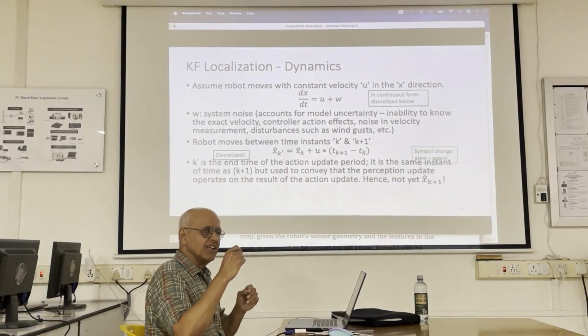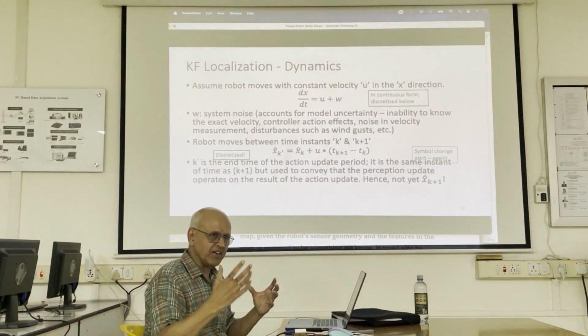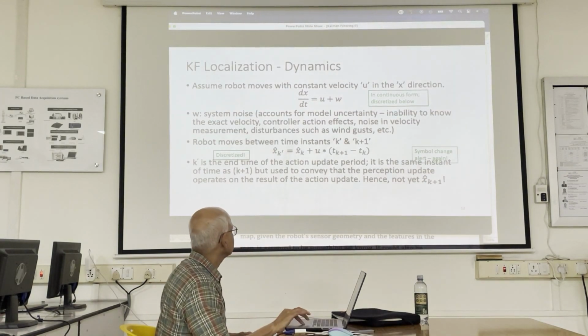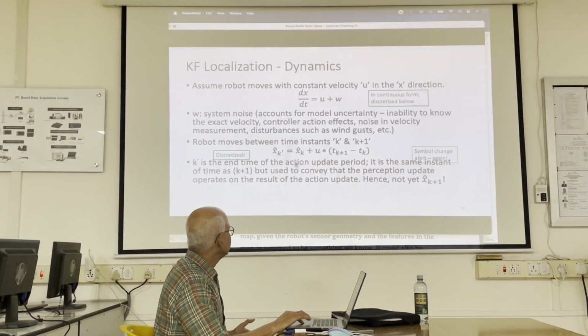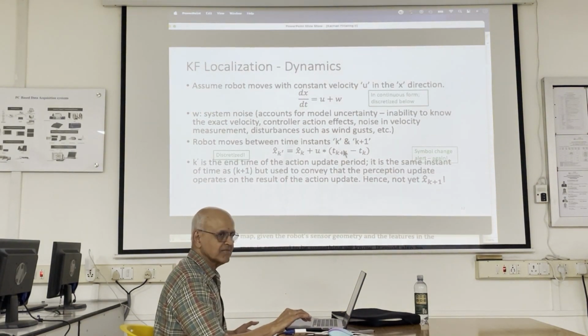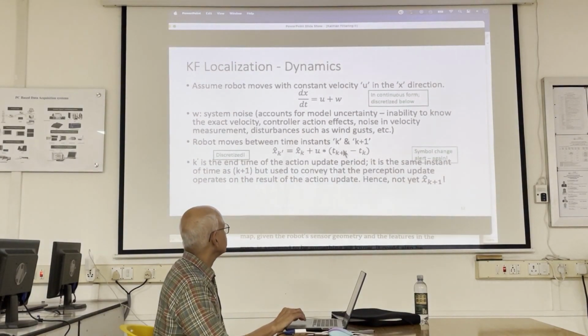K prime, you're waiting for a measurement, a GPS, right? But the time is the same as K plus 1. Is that okay? Yeah. So there is a time difference between K prime and K. There is no time difference between K prime and K plus 1. So it's just a change in notation.